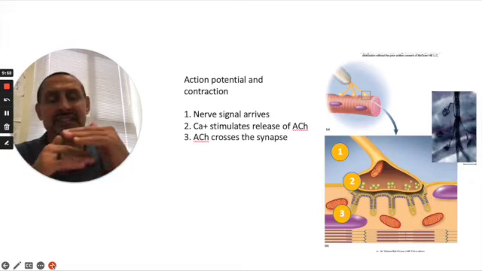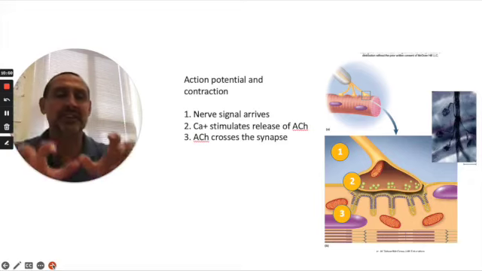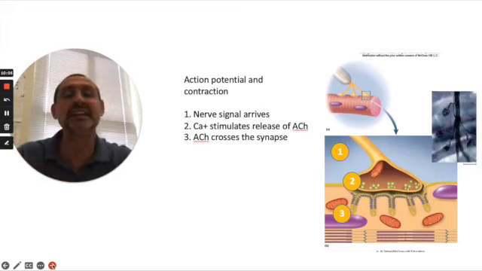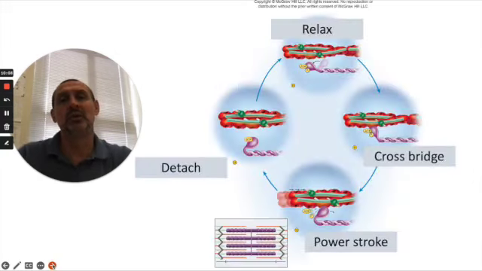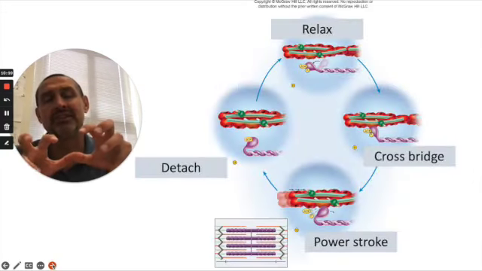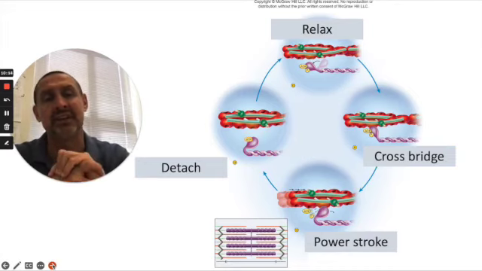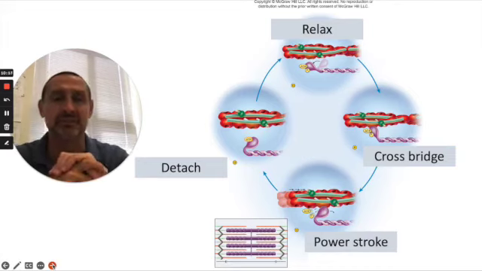Acetylcholine crosses that synapse. As soon as that neurotransmitter crosses that synapse, then it's going to trigger a series of reactions in the muscle. So what will happen is the muscle will release calcium ions from the sarcoplasmic reticulum, and that instigates a muscle contraction.